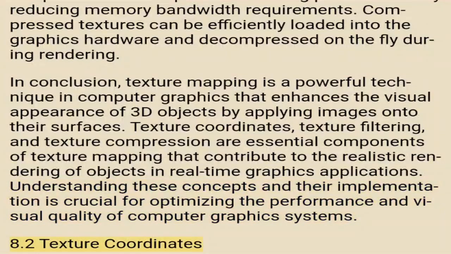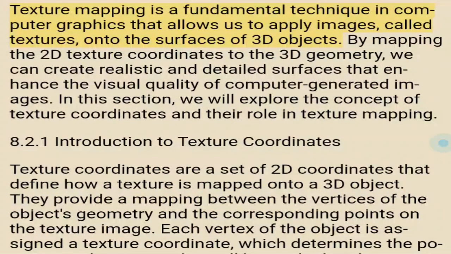8.2 Texture coordinates. Texture mapping is a fundamental technique in computer graphics that allows us to apply images, called textures, onto the surfaces of 3D objects. By mapping the 2D texture coordinates to the 3D geometry, we can create realistic and detailed surfaces that enhance the visual quality of computer-generated images. In this section, we will explore the concept of texture coordinates and their role in texture mapping. 8.2.1 Introduction to texture coordinates.